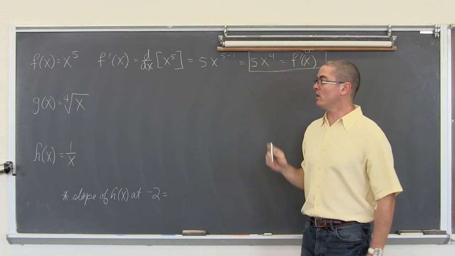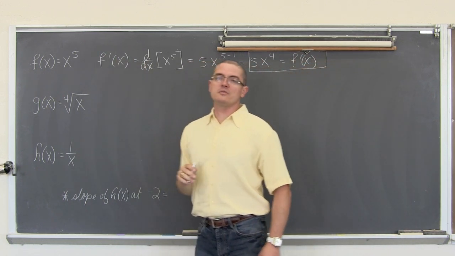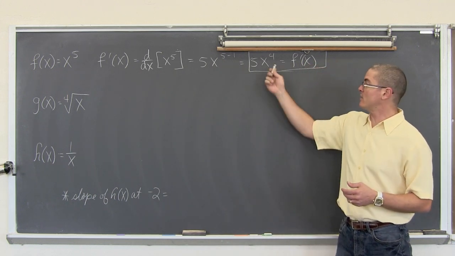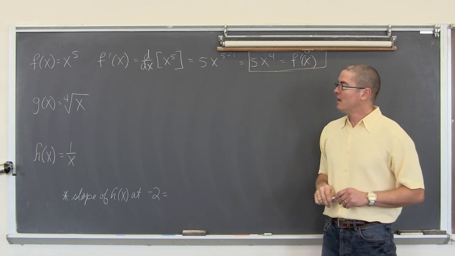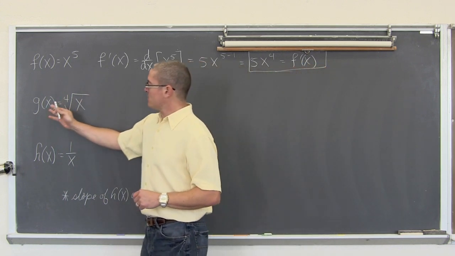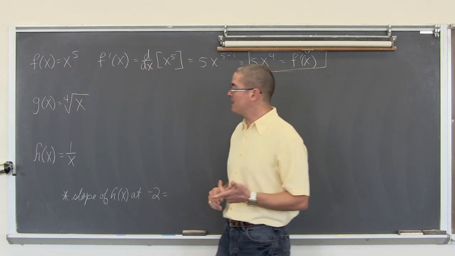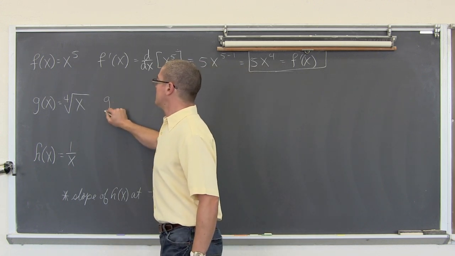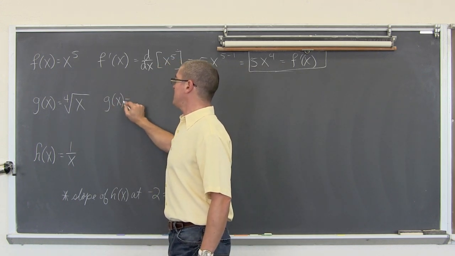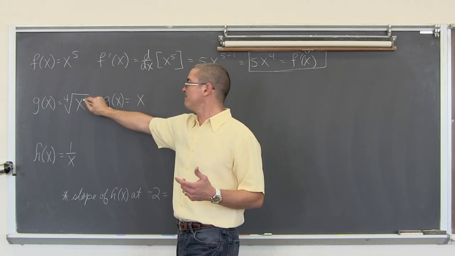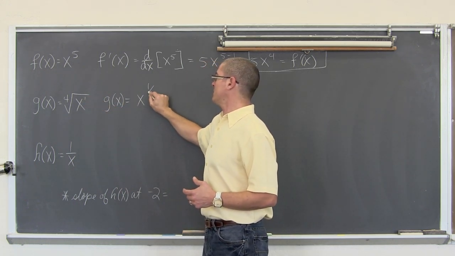This equation, again, will describe or give you the slope of that original function at any particular given value of x, if you so desire. Here we have g of x is equal to the 4th root of x, and that can be rewritten as g of x is equal to x to the, now this x has a power of 1, so we're going to have x to the 1/4 power.